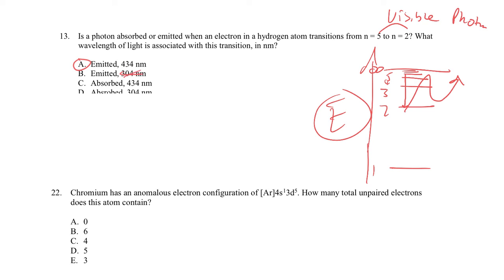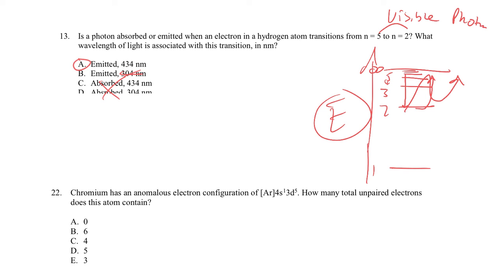The emission at 304 doesn't make sense, and then absorption doesn't make sense. So if we go from 2 to 5, we can absorb this photon, but not from 5 to 2. To go up in energy level means we absorb energy, maybe a photon. If we go down in energy, we release energy, possibly in the form of a photon.